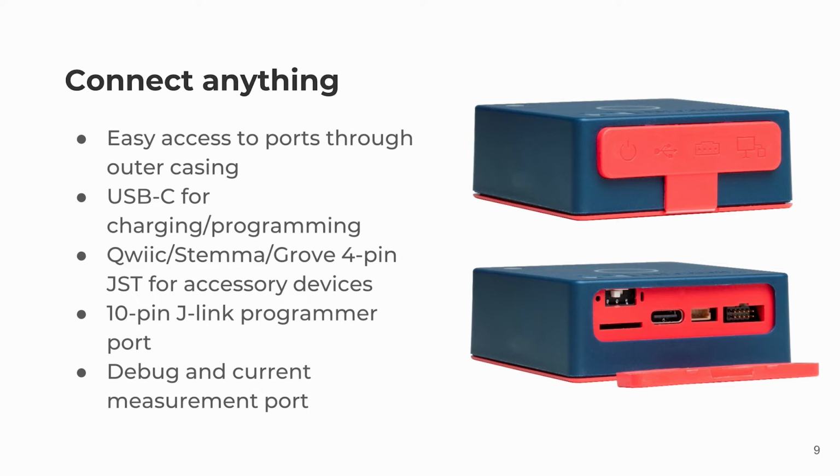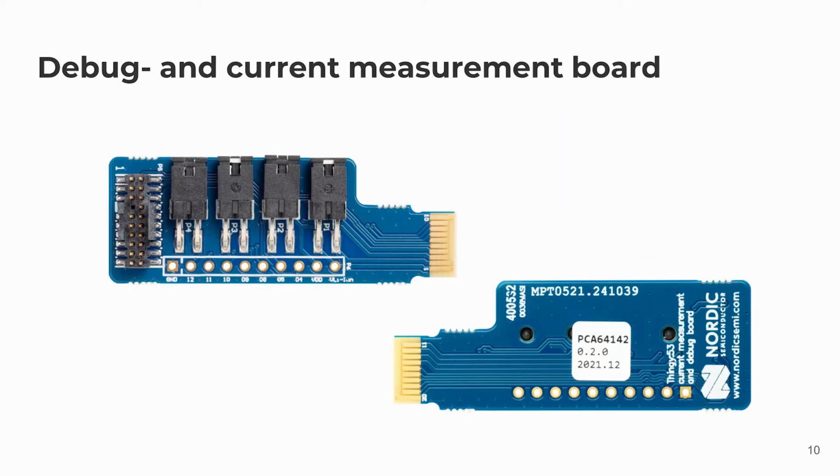Because we have made this the most extendable Thingy yet. You have a USB-C for charging and also programming via the bootloader. We have a 4-pin JST accessory connector that's compatible with standards like Qwiic, Stemma or Grove, that utilizes an I2C interface. And then we have the 10-pin J-Link programmer port to upload firmware to your Thingy53.